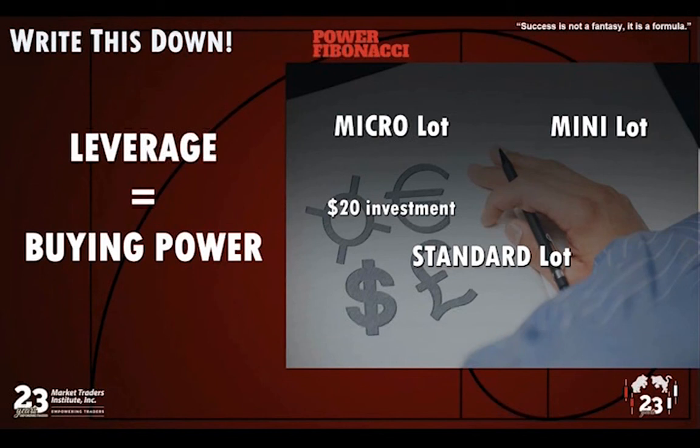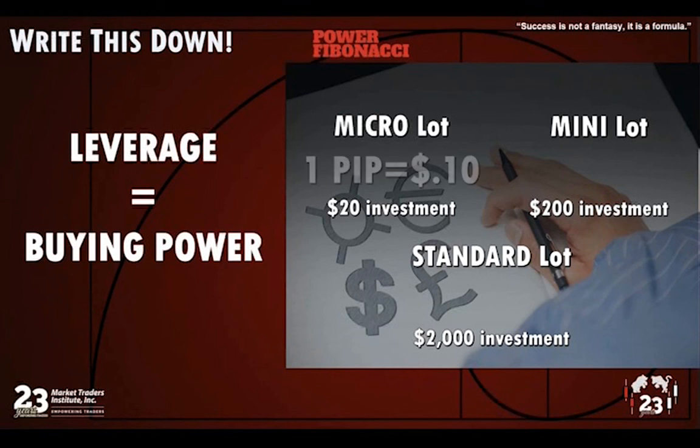Now, I'll tell you that most people typically start off with a mini lot investment. That's a $200 investment per trade. And a standard lot is a $2,000 investment per trade. Now, each of these have a different profit value to them. If you trade with a micro lot, you're looking at a 10-cent per pip profit. Now, that's not a lot of money, obviously.